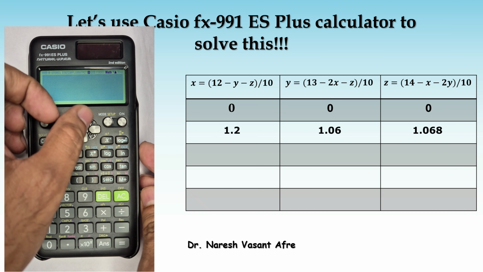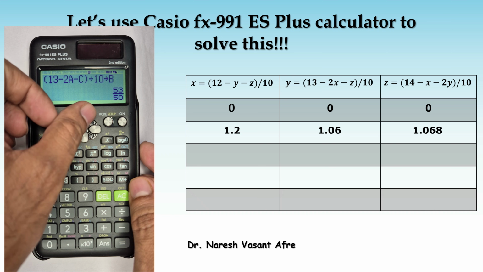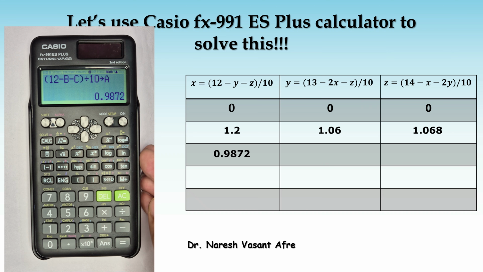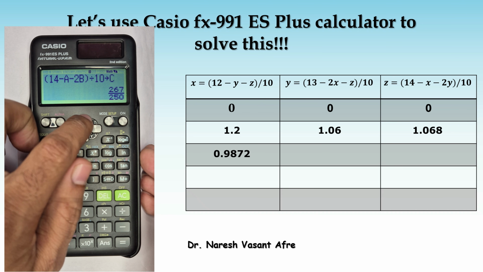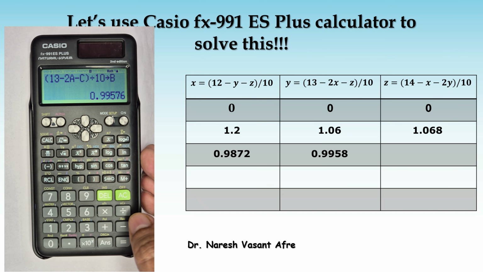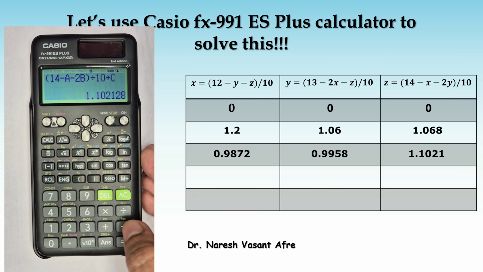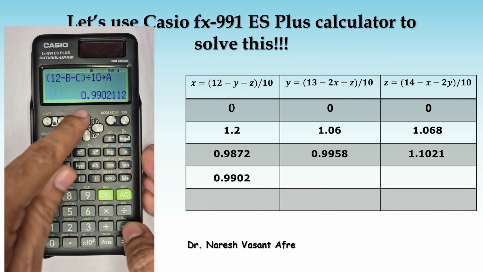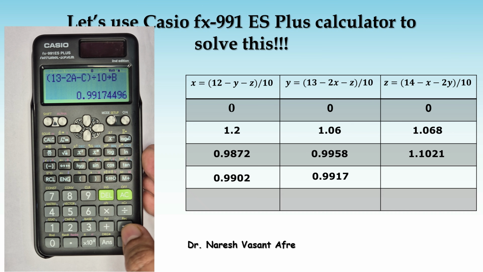Now the interesting part is, we just go to the formula of x and simply press equal to. That automatically calculates the next iteration value of x, and this new iteration value is again stored in a. Now we simply go back to the formula of y and press equal to. That gives you updated value of y and it is stored in b. Now we simply go back to the formula of z and press equal to. This gives you the updated value of z. We can do this for as many iterations as we want, but we will stop this when 2 consecutive iterations are giving the same value.